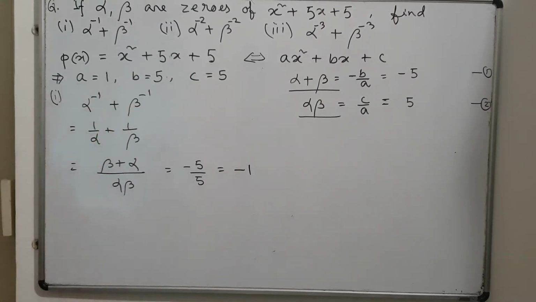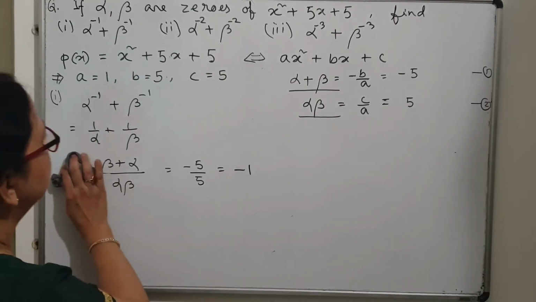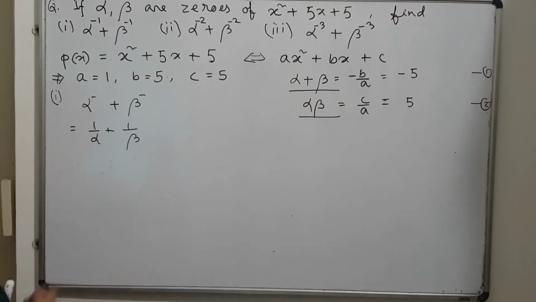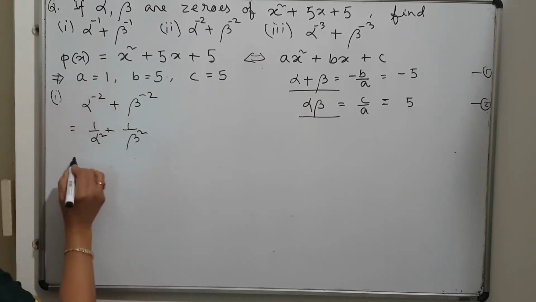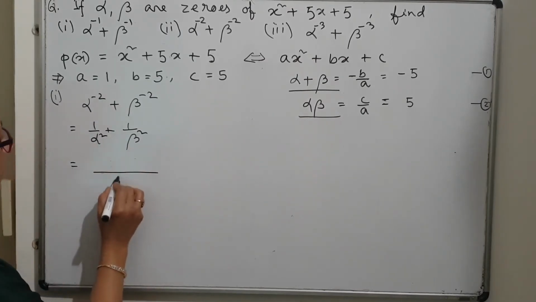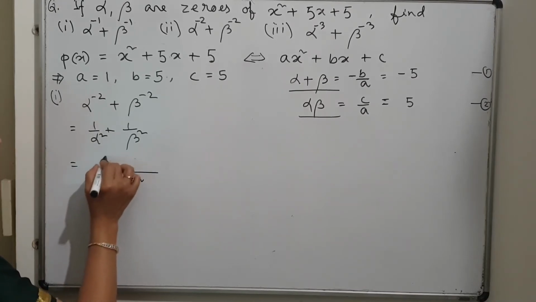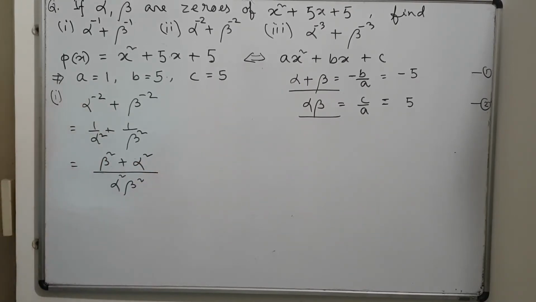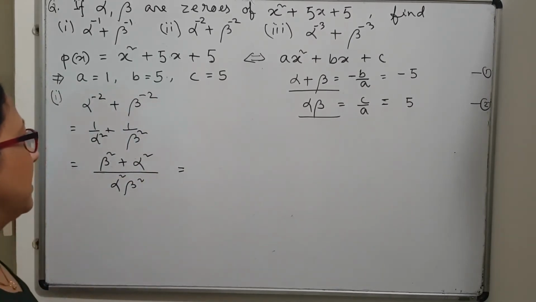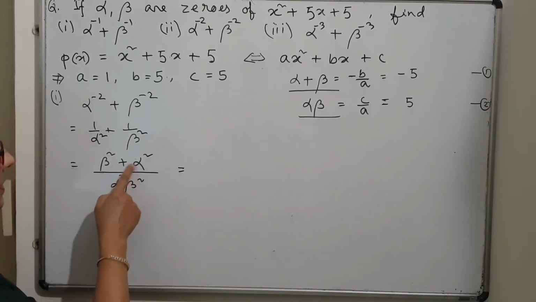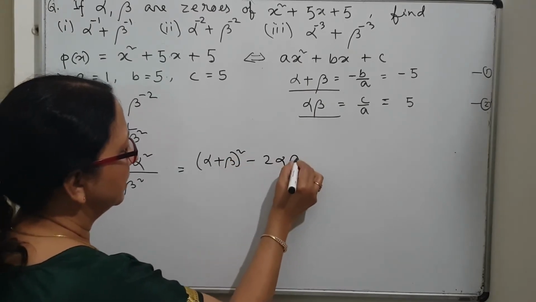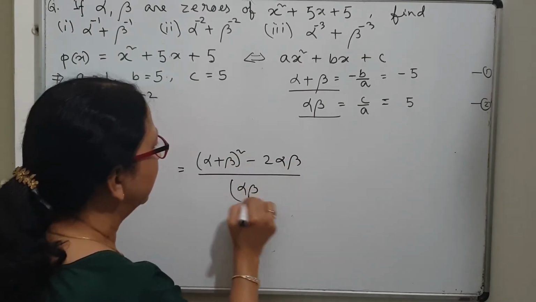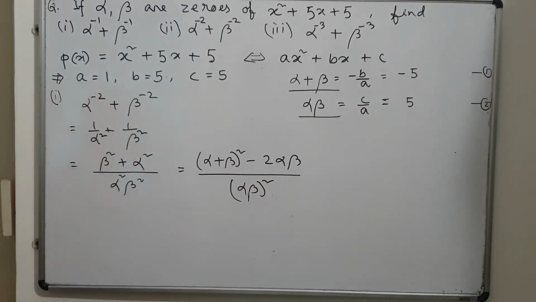Second part. When the powers are minus 2, it will be like this. Take the LCM, alpha square beta square. Then you know the method of simplification. So here again I have to use the algebraic identity a plus b whole square is equal to a square plus b square plus 2ab. So a square plus b square is a plus b whole square minus 2ab. Using the algebraic identity, here it is like this. Then simply put the values and get the answer.